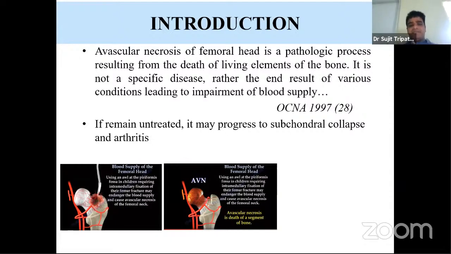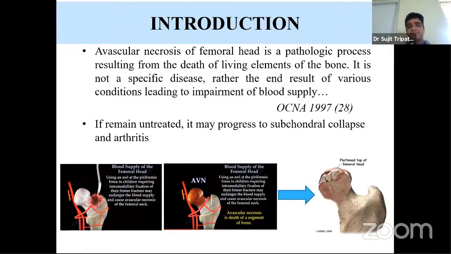But remember that if it remains untreated, almost 70 to 90% of these cases progress and lead to subchondral collapse and arthritis. That's why it is very essential to interrupt at some point of time, because most of these patients are young individuals and providing them an artificial hip will not satisfy their functions.